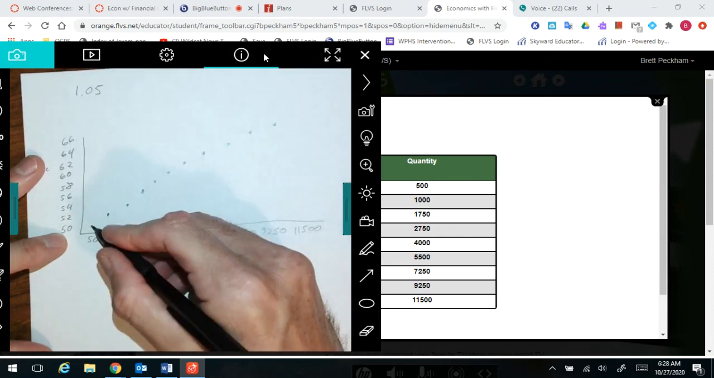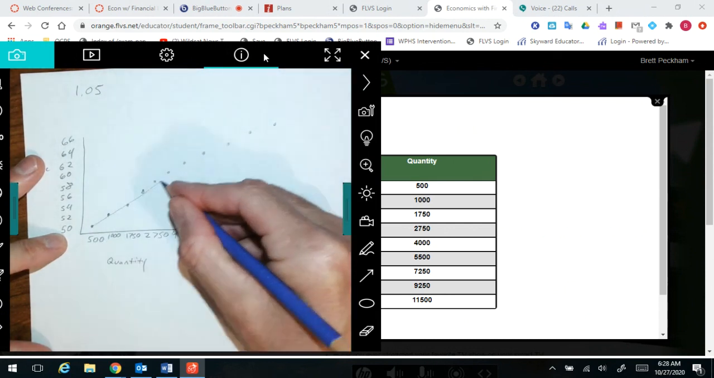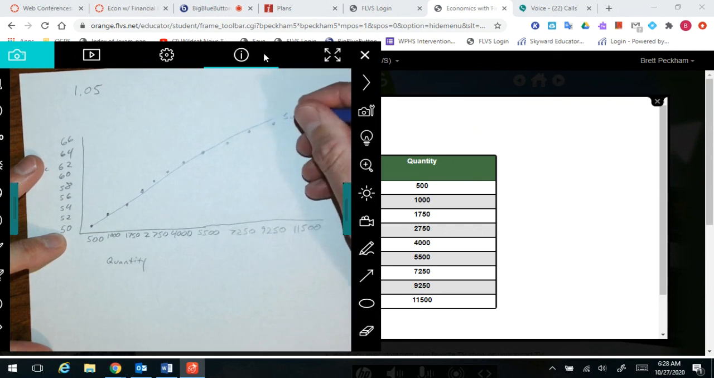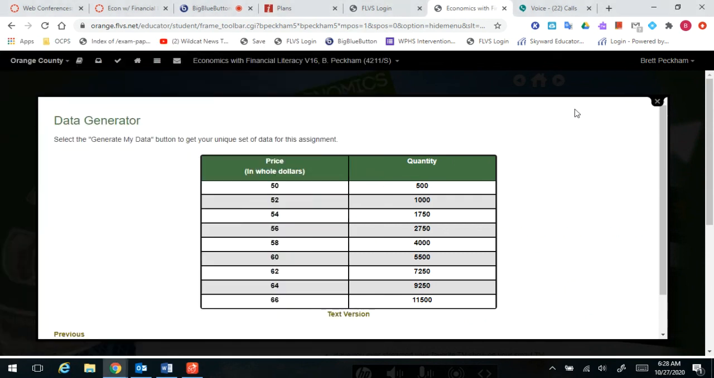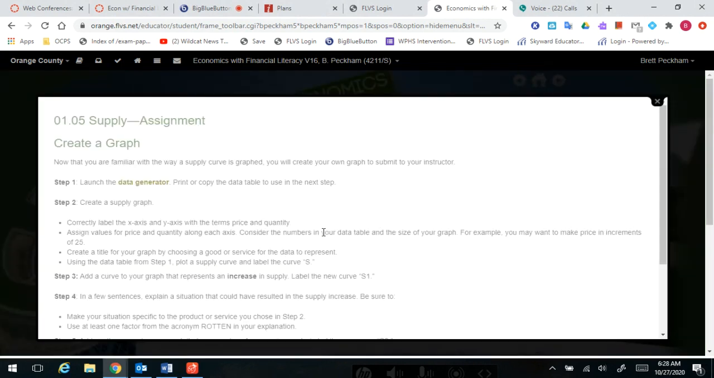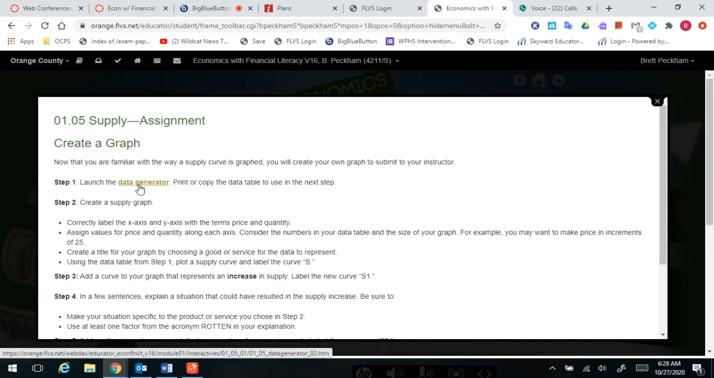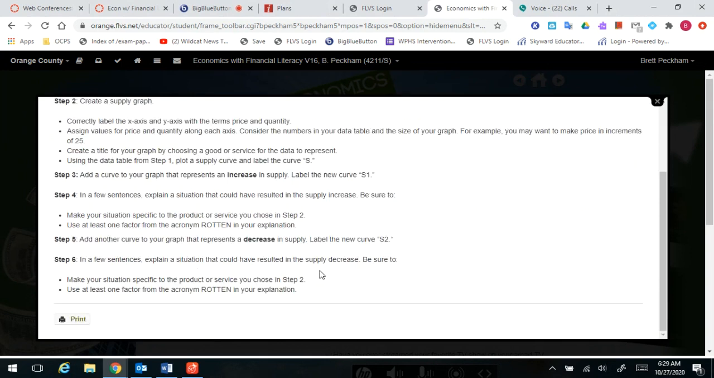And with that, I think I used purple for supply. Supply is always upward sloping. And the assignment is the same as the other one there. It tells us, okay, first we go ahead and create a supply graph, plot it out using a data generator. The data generator will be different for everybody, so you'll have a different one. Then you create an increase in the curve and explain why that would occur, and a decrease and explain why that would occur.